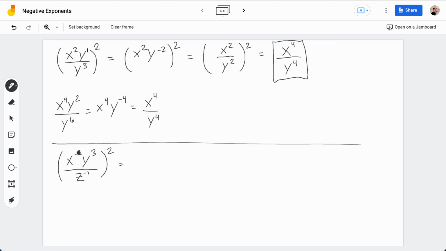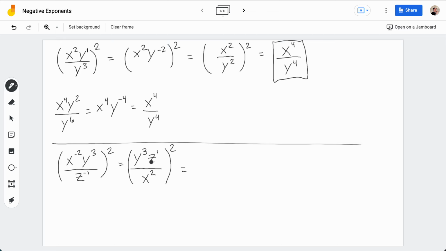I see I have an x to the negative 2 in the numerator. That needs to go to the denominator. The z to the negative 1 in the denominator needs to move to the numerator. And the y cubed stays where it is because it has a positive exponent. So this is going to turn into y cubed times z, z to the 1 power, which is just z, divided by x squared. And this whole thing is going to be raised to the second power. From here, there's nothing else I can do.